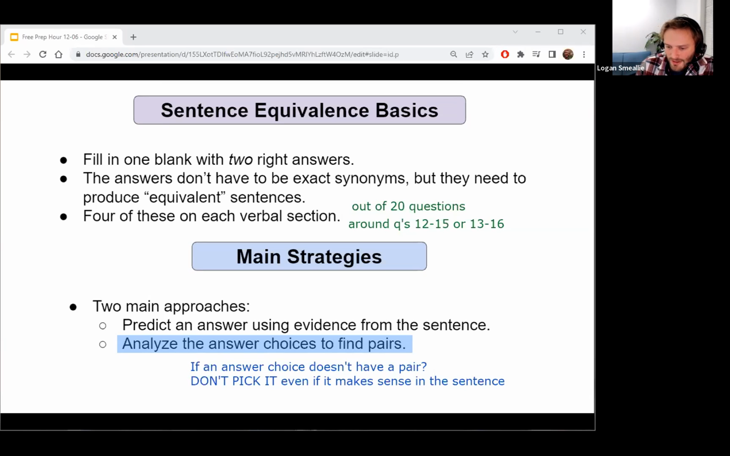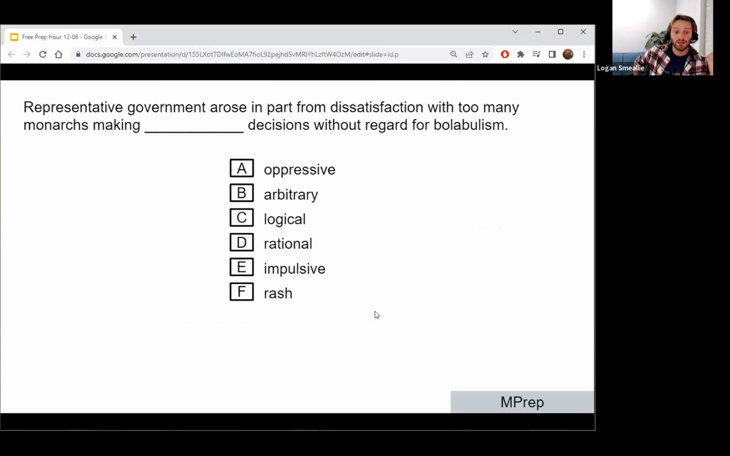Okay. Let's go check out one. I'm just going to post one right here. Try it out if you're here live, and if you're watching online, take a minute or so, think about this question, and then I will talk about it in a moment. What would you pick?